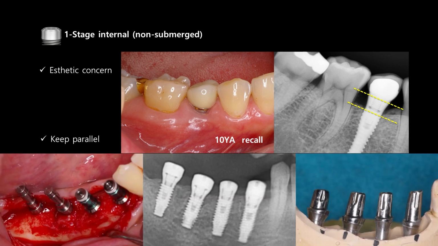And it has less prosthetic freedom. So when you plan to place 2 or 3 implants, they need to be in parallel. That should be the key point of the surgery to make prosthetic work easily.